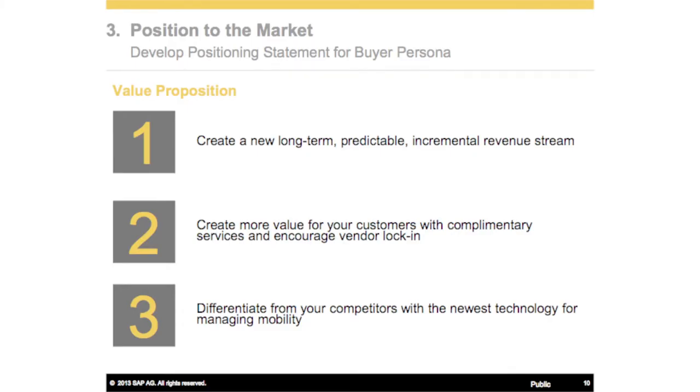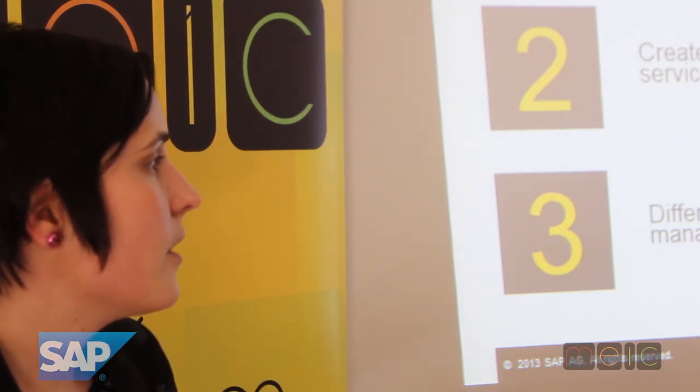Once we developed the persona, and we're going after the VP of Business Enterprise Development Services, we developed the following value proposition. Again, it's in three parts. This is why managed mobility would resonate with the VP of Business Enterprise Development Services. Managed mobility was going to create a new long-term, predictable and incremental revenue stream for this person. Incremental is important because it's additional to what he already has. It's also going to create more value for his customers because you're able to offer services complementary to the ones you already have, and it's going to encourage even more vendor lock-in because customers are going to see more value in the services you're providing. And you're going to be able to differentiate from your competitors because you're using the newest technology for managed mobility services.